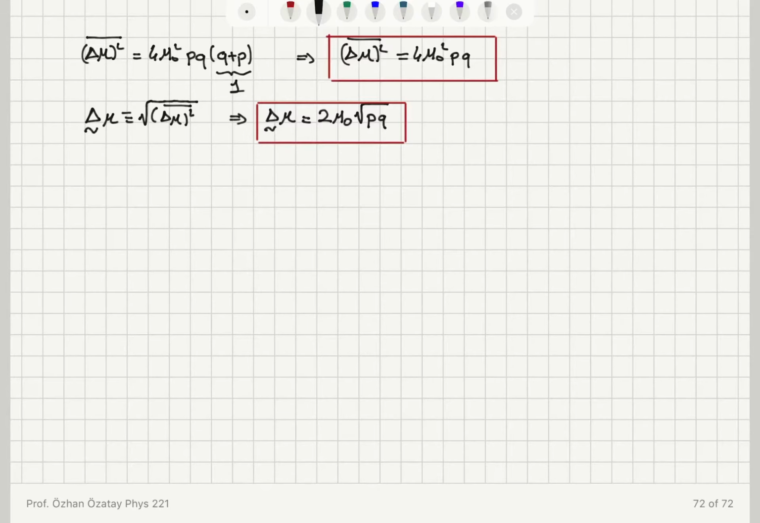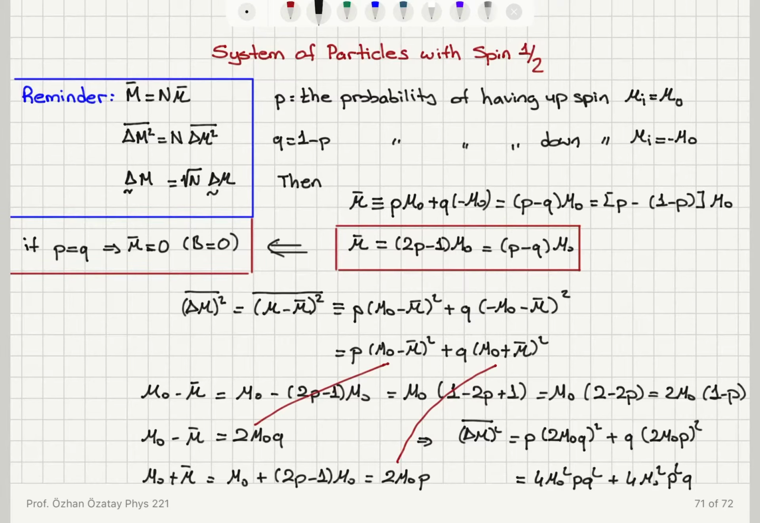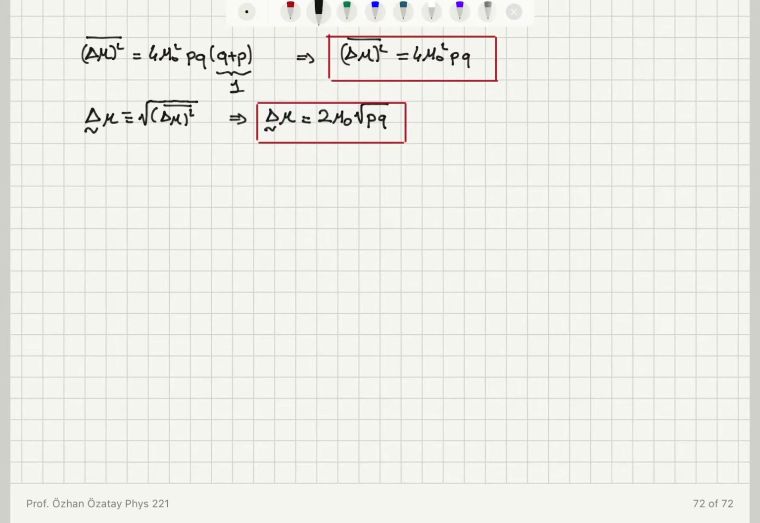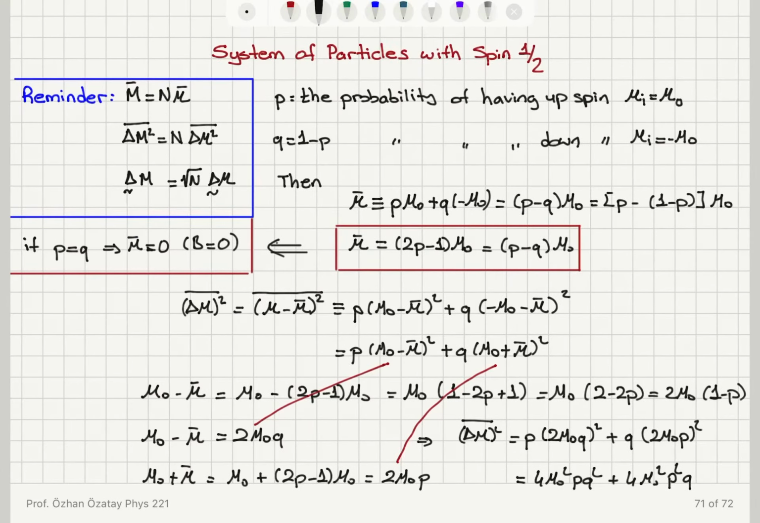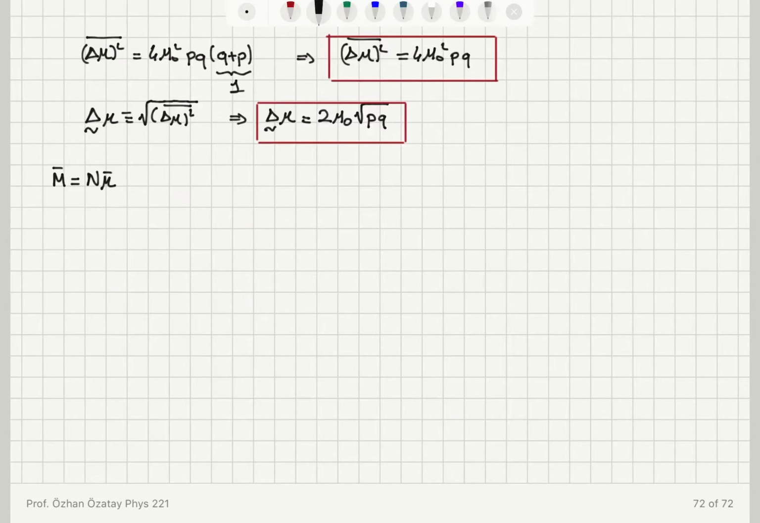Okay, so before we talked about the total magnetic moment, and as you can see in the reminder here, there's a relationship between mu bar and M bar. So now I can rewrite what M bar is. Now M bar is equal to n times mu bar, and for mu bar I have found (p minus q) mu 0, so it's going to be equal to n times (p minus q) mu 0.